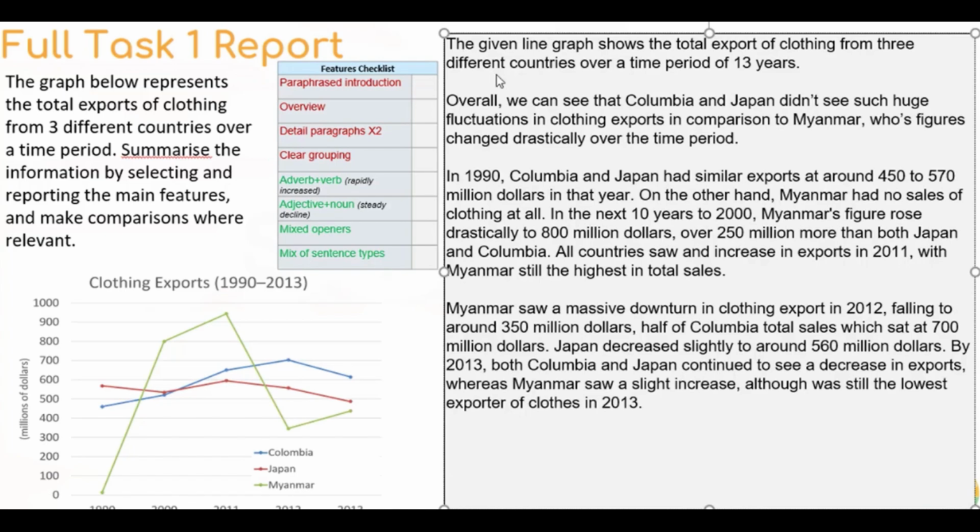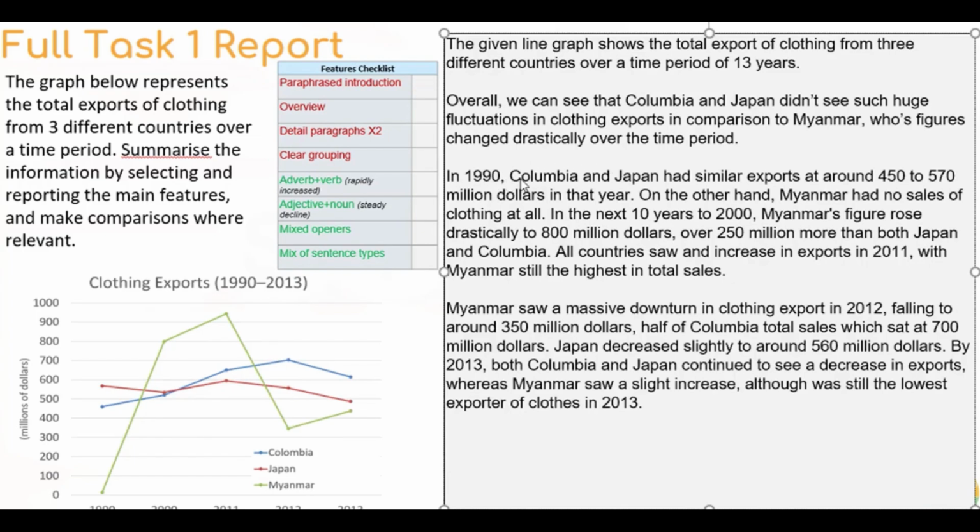So let's read through. The given line graph shows the total export of clothing from 3 different countries over a time period of 13 years. Overall, we can see that Colombia and Japan didn't see such huge fluctuations in clothing exports in comparison to Myanmar, whose figures changed drastically over the time period. So I've got some interesting vocabulary here to describe the trends in the visual information.